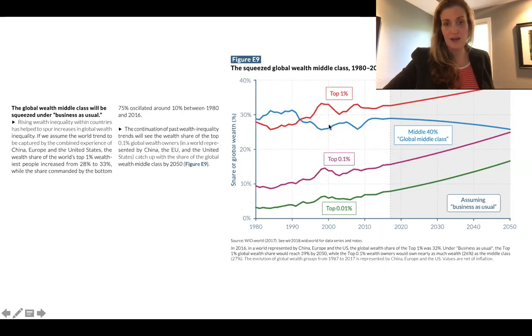So here we have the global middle class, and the top 1%. And what we're seeing is that we're continuing on these trends in which the global middle class, which includes 90% of Americans, will have as much money in 2015 as the top 0.1% in the world. Not 1%, 0.1%.